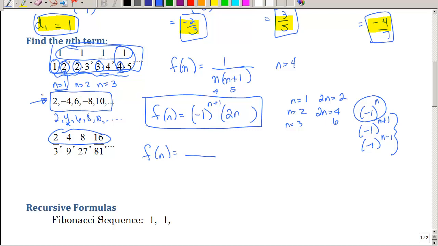What could it be? Well, it's powers of 2, isn't it? What about 2 to the n power? 2 to the first, 2 to the second, 2 cubed, 2 to the fourth. I think that works. What about the denominator? 3, 3 squared, 3 cubed, 3 to the fourth. Those are powers of 3. So I could write it like this or that. Again, this chapter is a lot about patterns and recognizing those patterns.